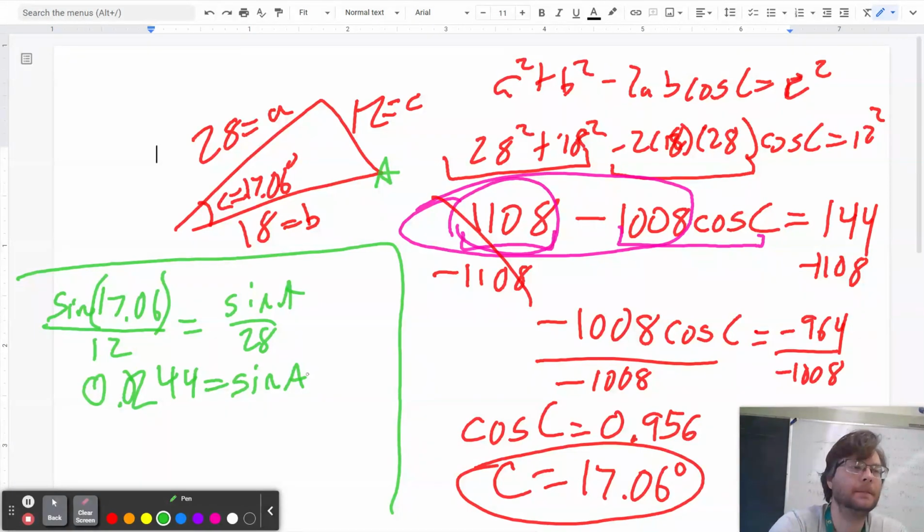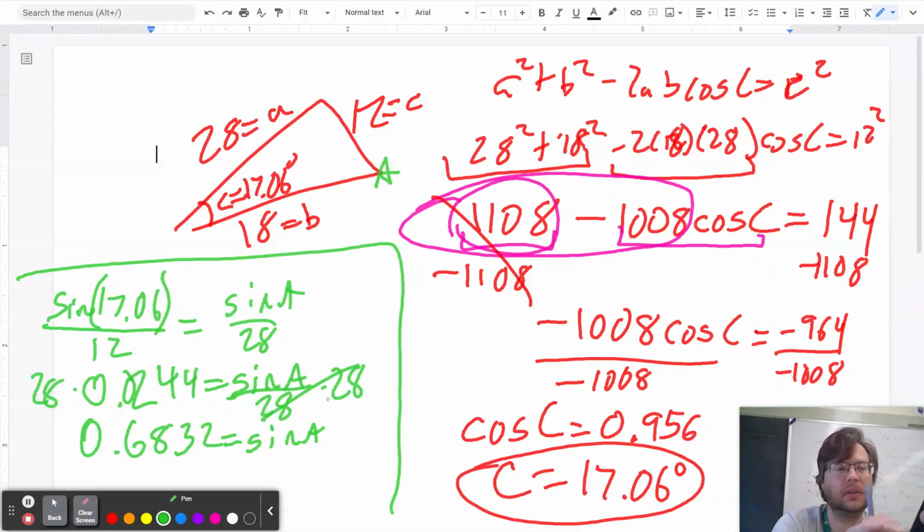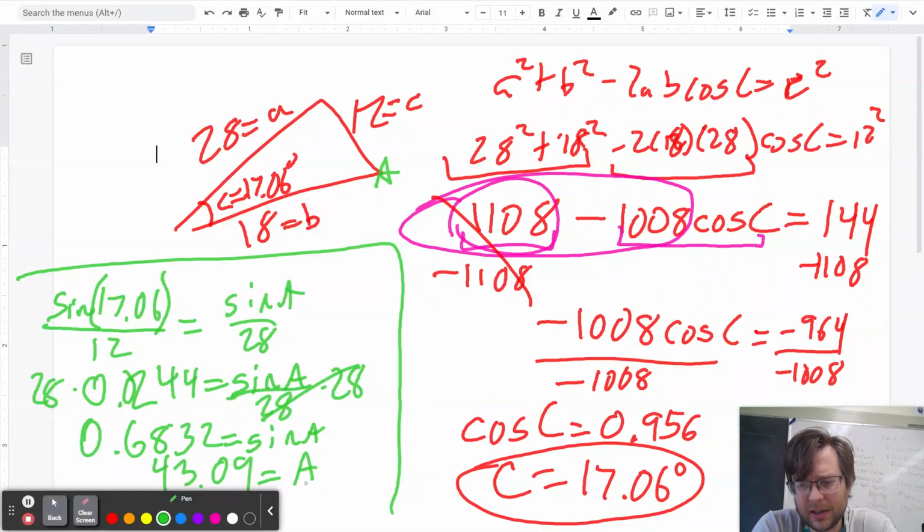And then I do my inverse sine of that. Oh, I'm sorry, I don't want to do inverse sine yet. I still have this divided by 28. So I'm going to go 0.0244 times 28, because that's how you get rid of your fraction. I got ahead of myself, times 28. So I have 0.6832 equals sine of A. Then I do my inverse sine, 0.6832, and I get 43.09 equals A.